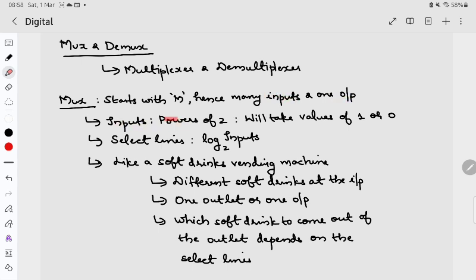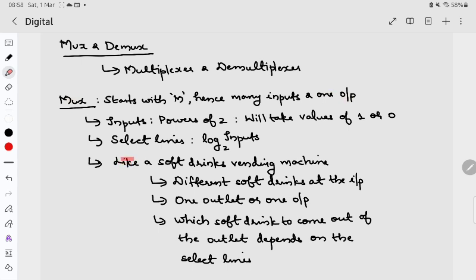The inputs will always be in powers of 2, like 2 raised to 1, 2 squared, 2 cubed, and so on. Each input can take values of 1 or 0. Then the other parameters of the mux are select lines. The number of select lines corresponds to log of the inputs to the base 2. Each select line can also only take 0 or 1, and the mux will have only one output.